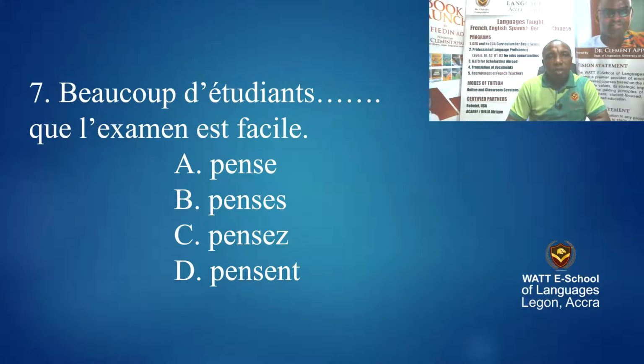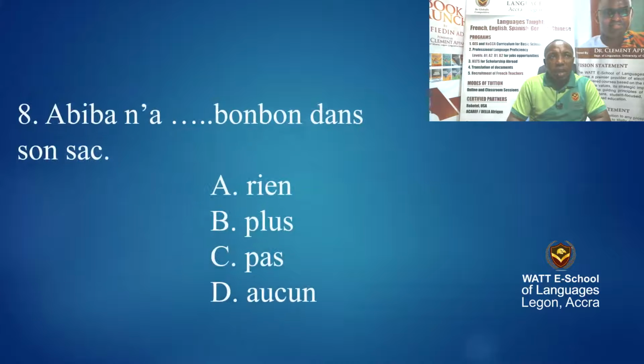If you are conjugating according to the personal pronoun or the subject here, which is beaucoup d'étudiants, you just have to add the NT to the pense. So the explanation, yes. Okay, your hand is up. What is the correct one? D. Great, D is correct. We move on to 8.